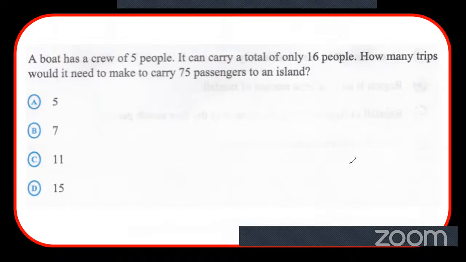A boat has a crew of... and I don't want to see A, B, C, or D this time, guys. I would love for you to put the answer 5, 7, 11, or 15. So the boat has a crew of 5 people. It can carry a total of only 16 people each time. How many trips would it need to carry 75 passengers? All right, and I need to see your answers and your justifications.